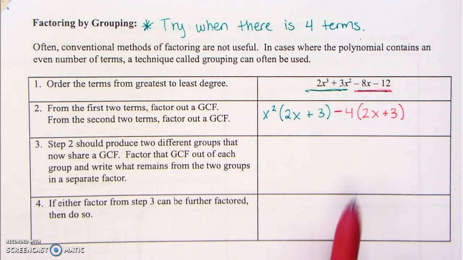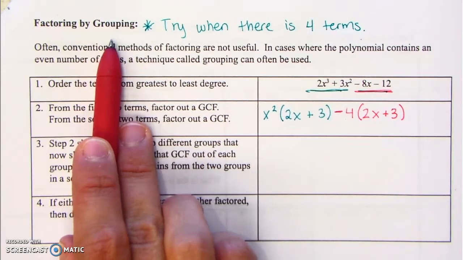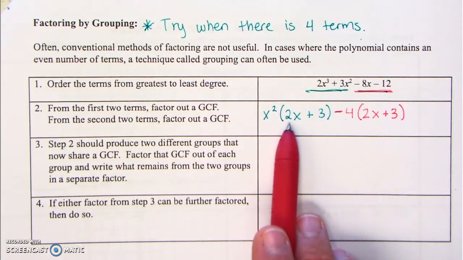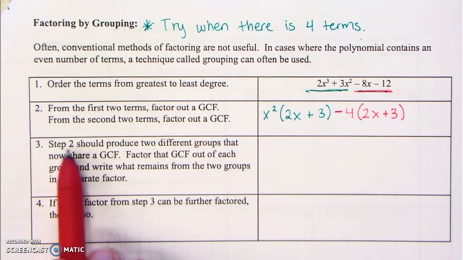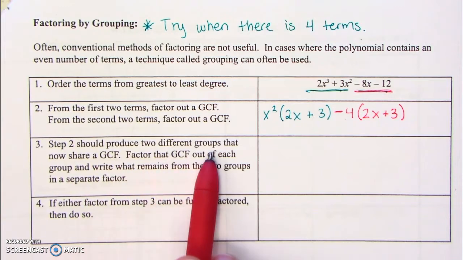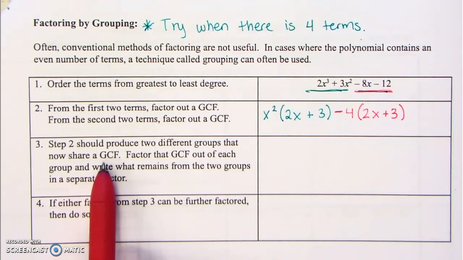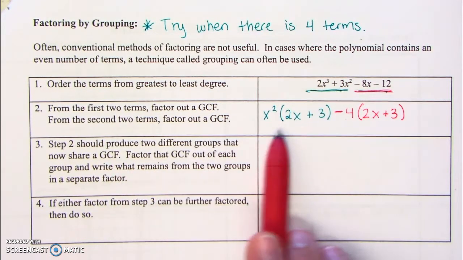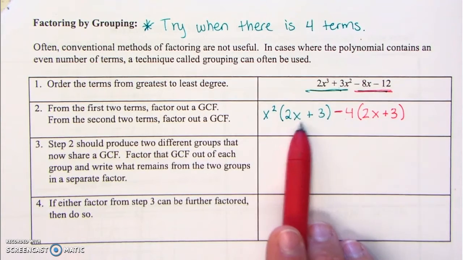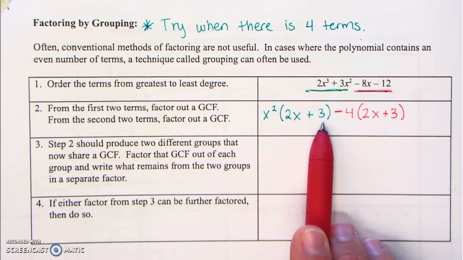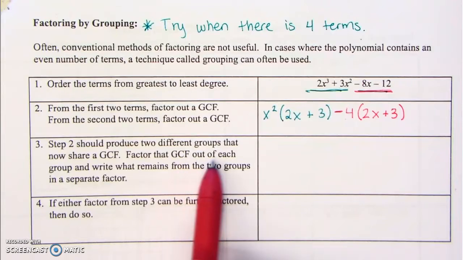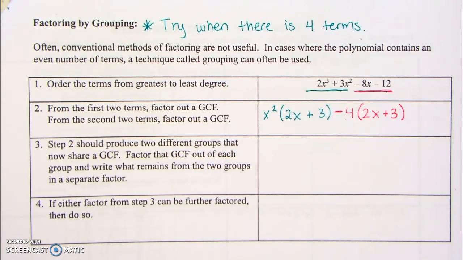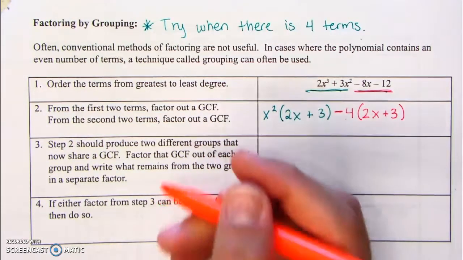Okay, how do you know if factor by grouping works? What do you notice here? 2x plus 3, 2x plus 3. Step 2 should produce 2 different groups that now share a greatest common factor. 2 groups, but now the greatest common factor is 2x plus 3. Factor that greatest common factor out of each group. It's a little silly. It should feel silly.